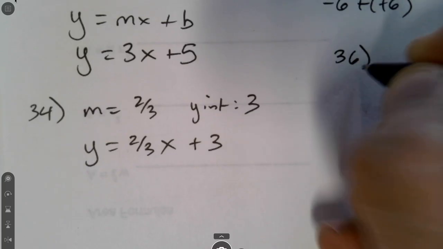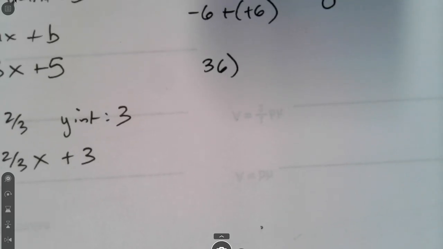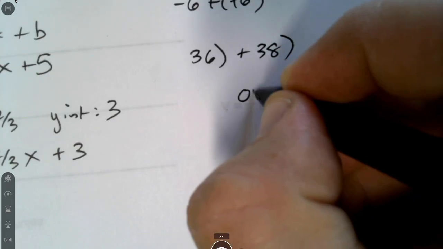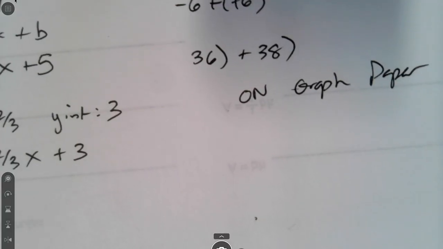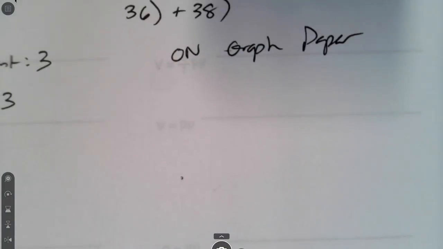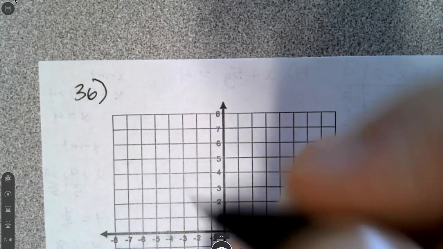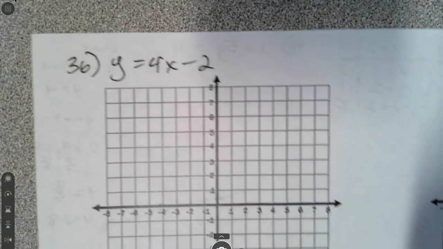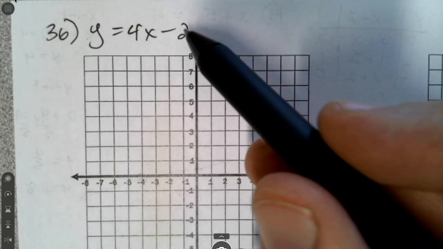Okay, on 36, they're asking us to graph the equation, then state the slope and the y-intercept. So I will do 36 and 38 on graph paper. Okay, so on 36, they give us y equals 4x minus 2. Just like before, we start the graph with the y-intercept, which is negative 2.